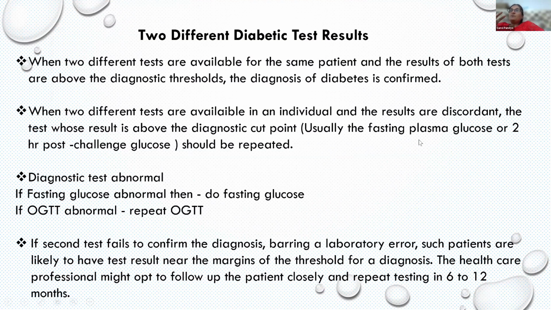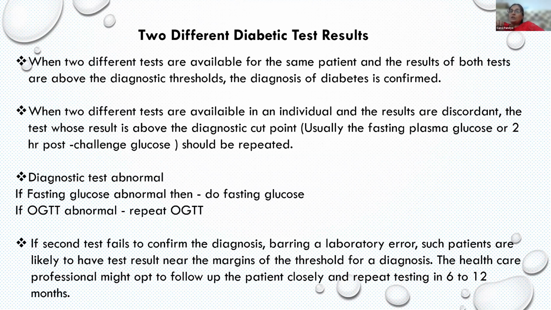But sometimes we also encounter that the patient has a fasting glucose, the patient has HbA1c, and we don't know what to do with these discordant test results. This is an occasionally occurring scenario in clinical situations. So the guidelines suggest that whichever test is abnormal, above the diagnostic cut point, that one has to be repeated. So if the fasting glucose is abnormal, then we need to repeat the fasting glucose. And if the OGTT is abnormal, then we need to repeat the OGTT.